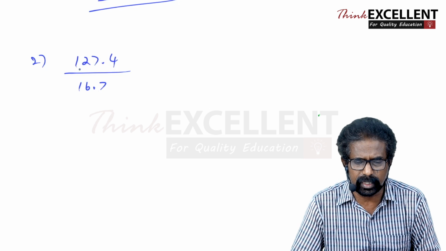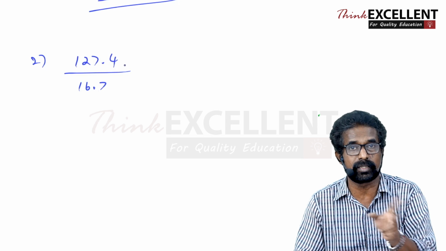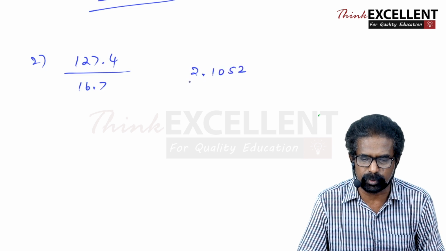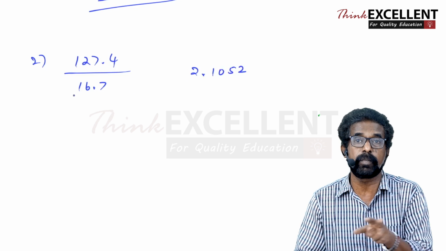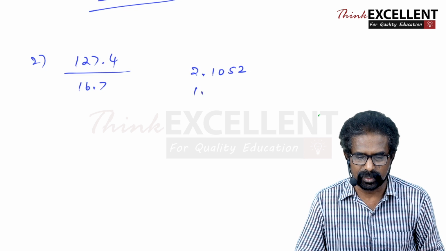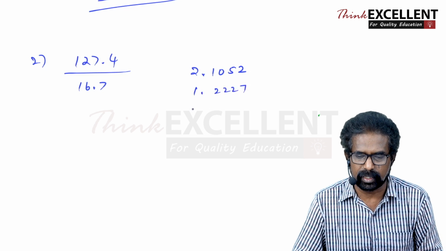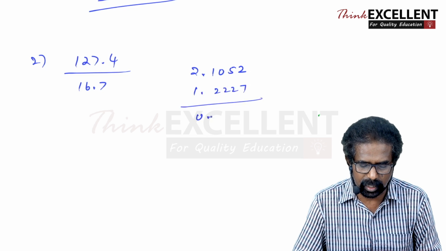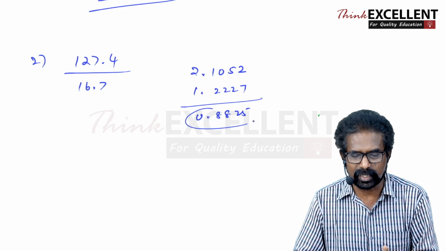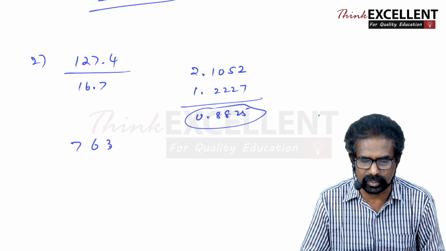So you take the log of numerator 127.4, before the point 3 digits. So 2 point, you can check the calculation later in the logbook. Denominator 16.7, before the point 2 digits, right? So write 1 point. 16.7 you have to see, you will be getting 2227. You have to subtract it. All of you know how to subtract it, right? Then you take antilog of this. 8825, you take the antilog, you are getting 7630.